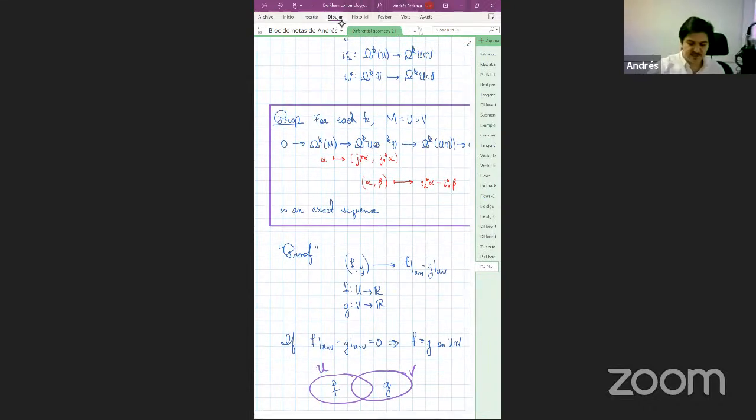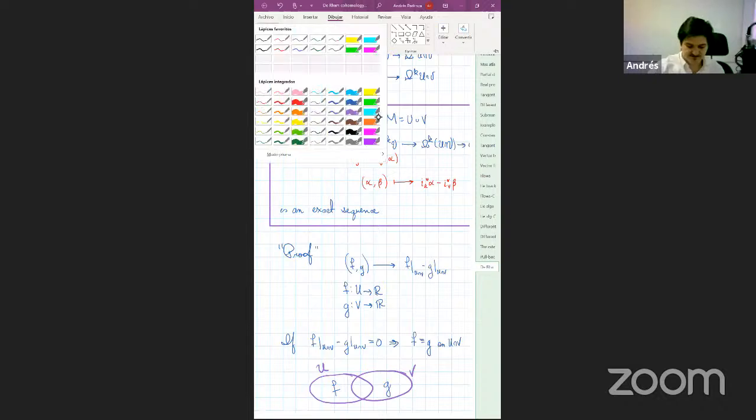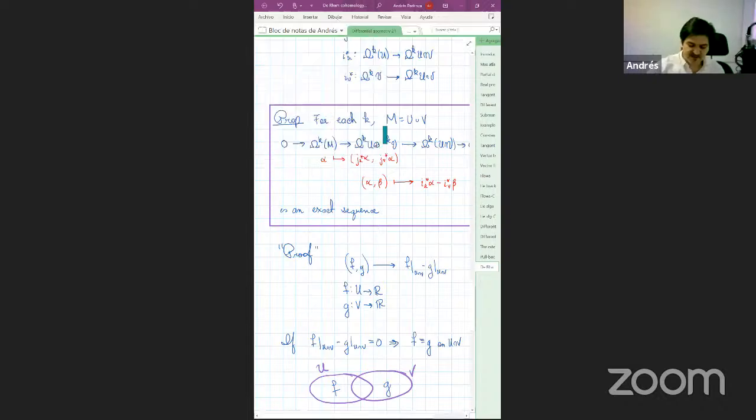Okay, give me a second. Let's see where we are. We want to prove exactness here, right? So I took an element there that maps to 0, that is in the kernel. I want to show that it is in the image of this map. Is everyone with me here? Does this make sense or not?